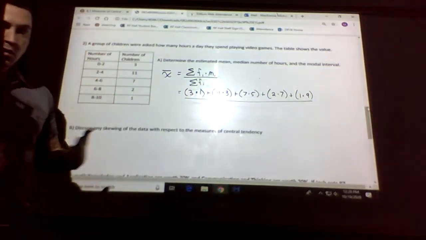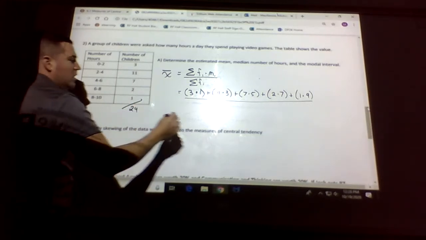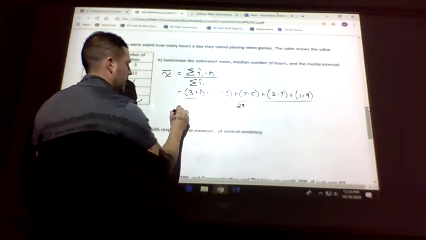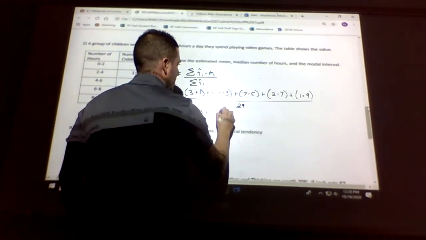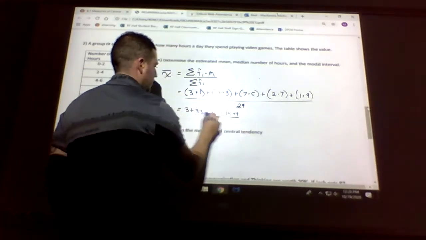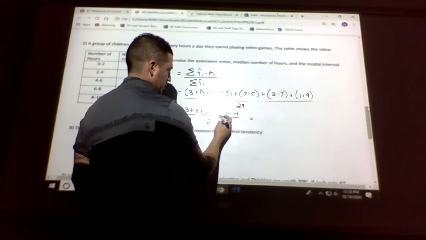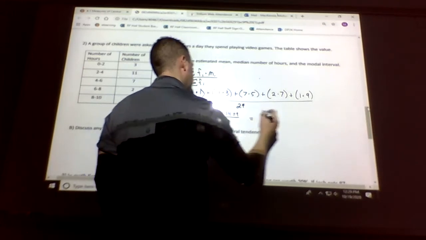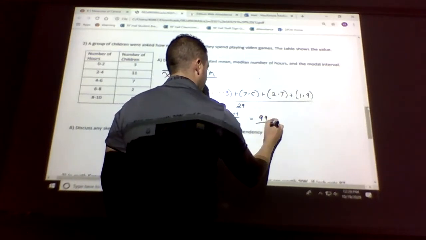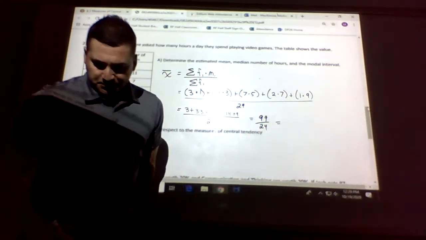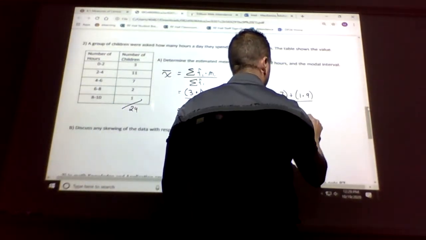Divided by the total frequency. So the total frequency is 3, 14, 21, and 24. So divided by 24. Okay, I'll do this in multiple steps. So 3 plus 33 plus 35 plus 14 plus 9, divided by 24. Adding: 9, 13, 18, 21, 24, 2, 94 divided by 24. I have it here as 3.9 hours.